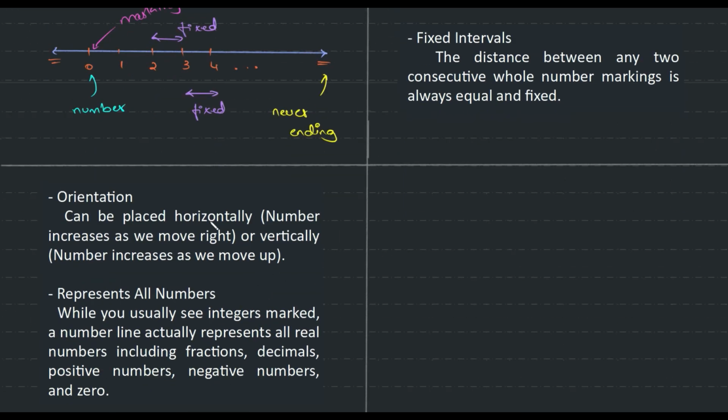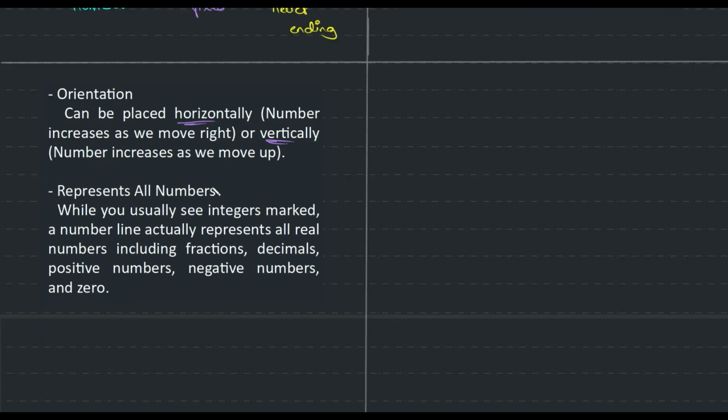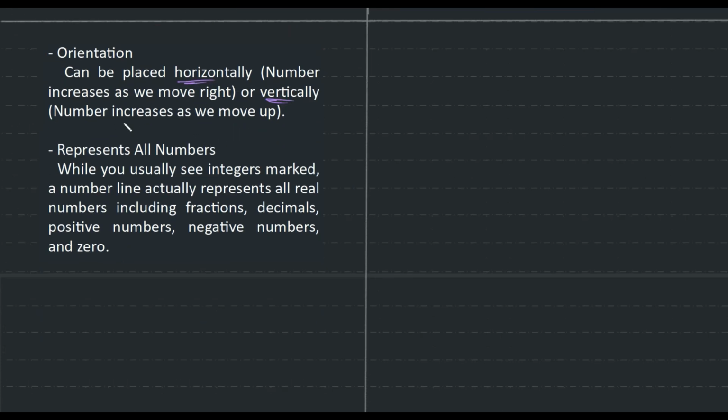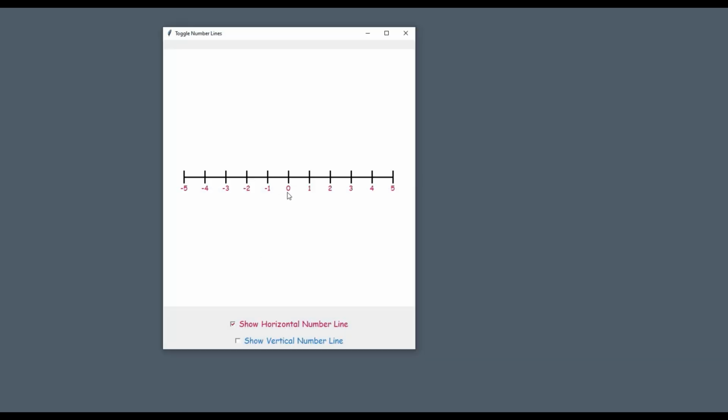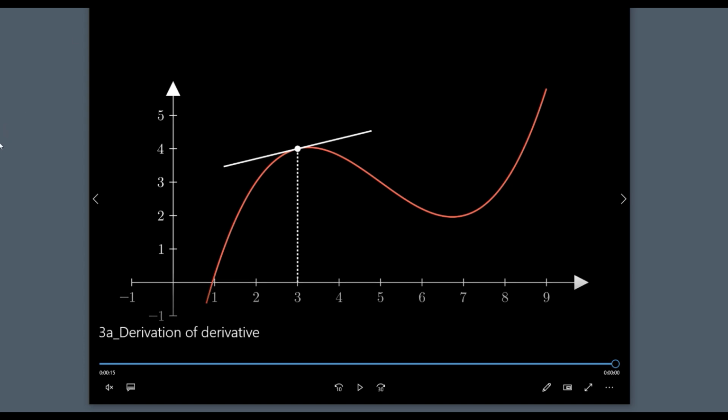Then orientation. Orientation means it can be either horizontal, vertical, actually it can be in any direction. But one thing is, the number increases as we move right if it's horizontal. In case of vertical, the number increases as we move up. Let me again show what I mean. It's much easier to communicate this way. So as I move right on the number line, the number value will increase 0, 1, 2, 3, 4, 5, 6, 7, 8, 9, so on and so forth. But when it comes to vertical, when we move up, the number increases 0, 1, 2, 3, 4, 5, 6, so on and so forth.